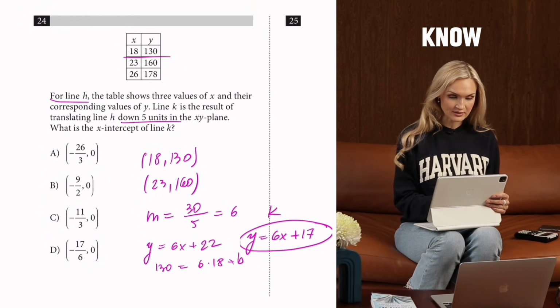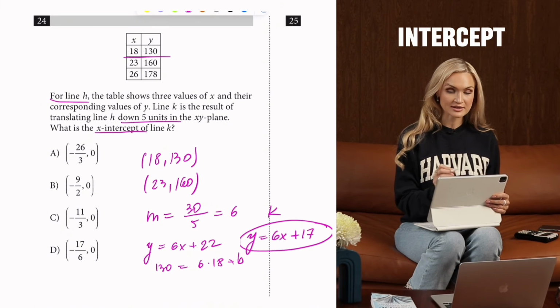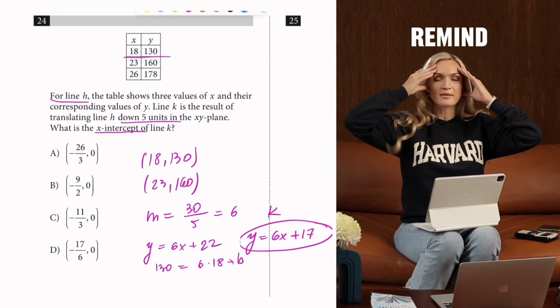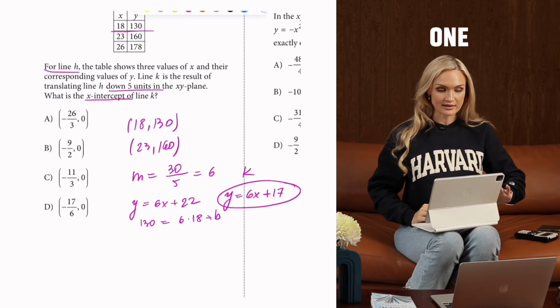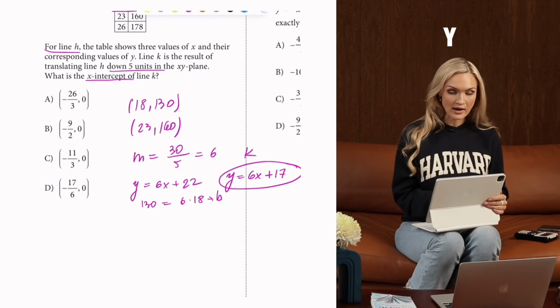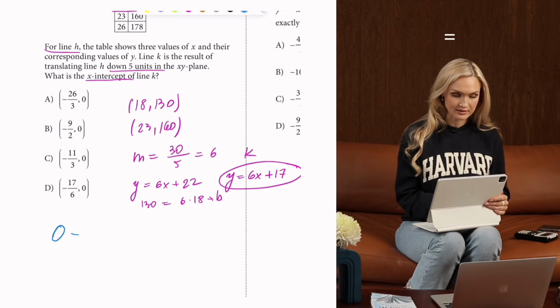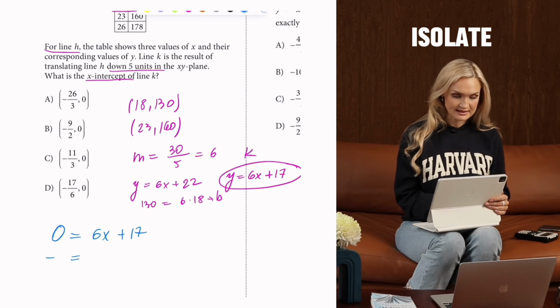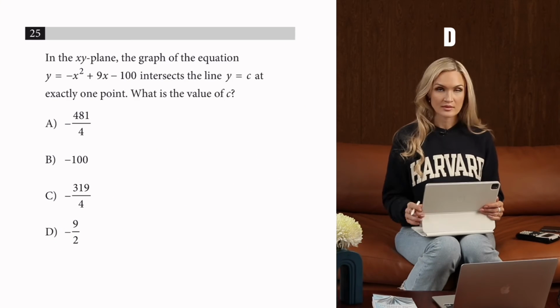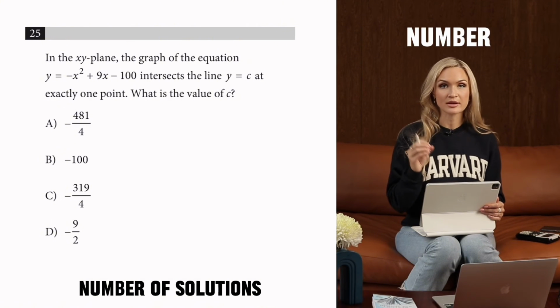And then I need to know the x-intercept. Whenever I use the word intercept on the SAT, I always remind myself, hey, the other one is 0. What's the other one? They're looking for the x-intercept. That means y needs to be 0. So we say 0 equals 6x plus 17. We isolate 6x by itself, and then we divide by 6. The answer is D.